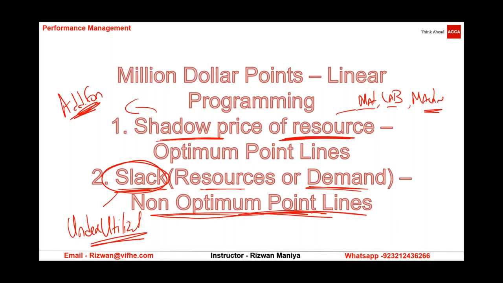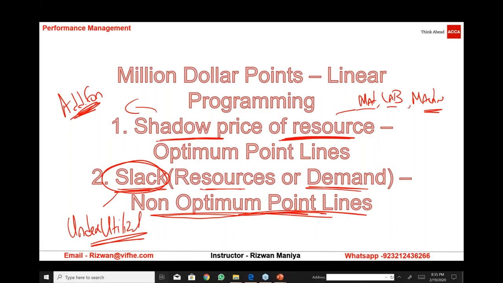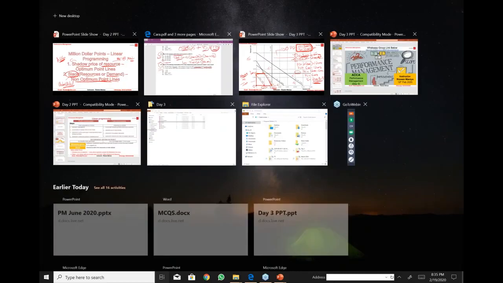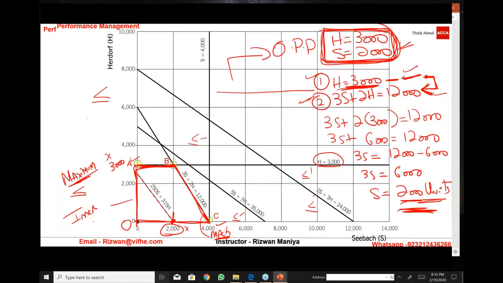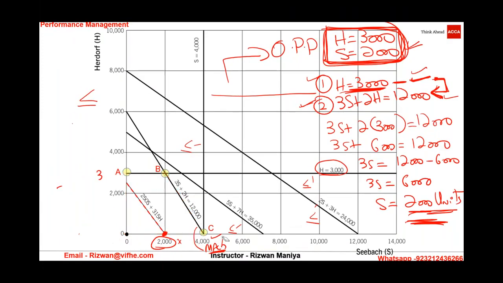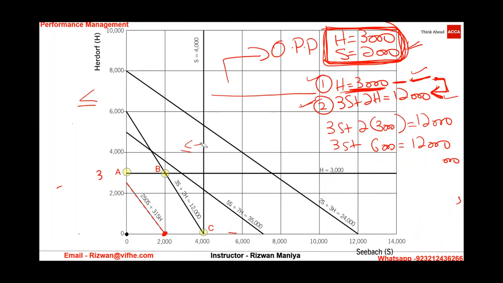Now let's quickly see, through our graph, where will be shadow price and where will be slack. So let's understand this in a quick way. Now this is the graph. Let's clean all the stuff from the graph, and I will quickly show you how you will find where the slack is and where you will be able to find out the shadow price. Now, as we know, the optimum point is B.